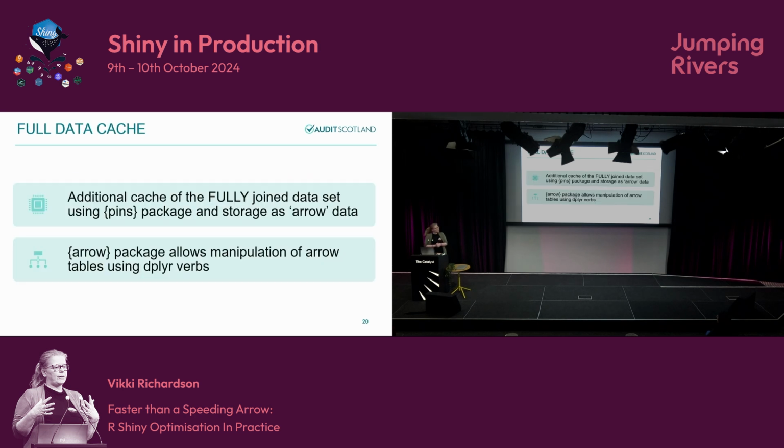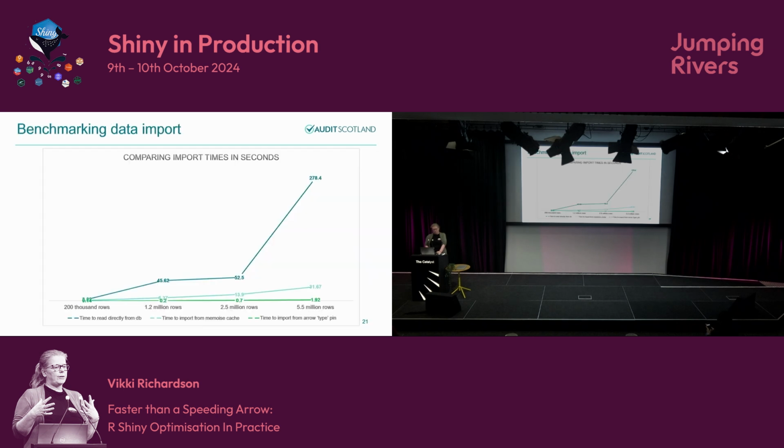And so that's what we did. An additional caching layer, which is now the primary cache actually, and we used the pins package to store that entire cache in Arrow format. And we used the arrow package to manipulate that data using dplyr verbs. So in the end, it wasn't a huge learning curve in the grand scheme of things, and it was also really worth it.